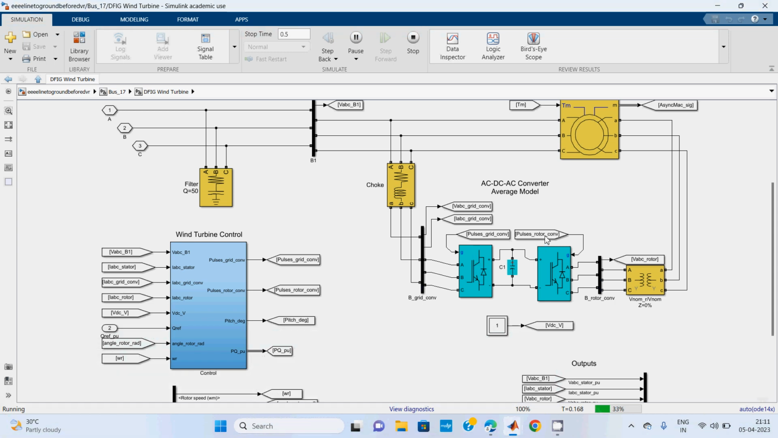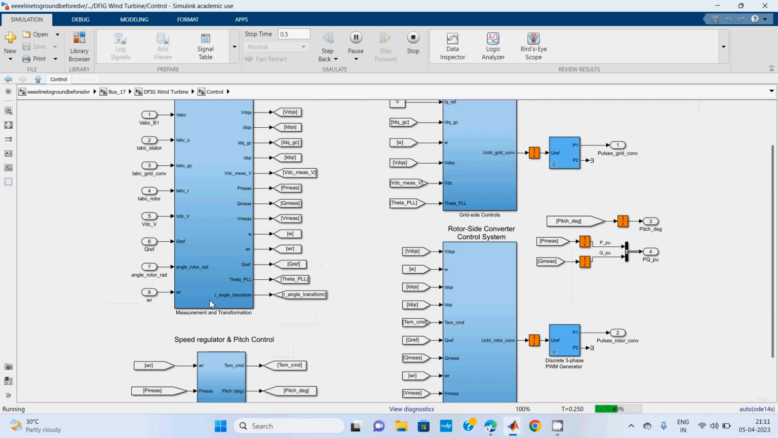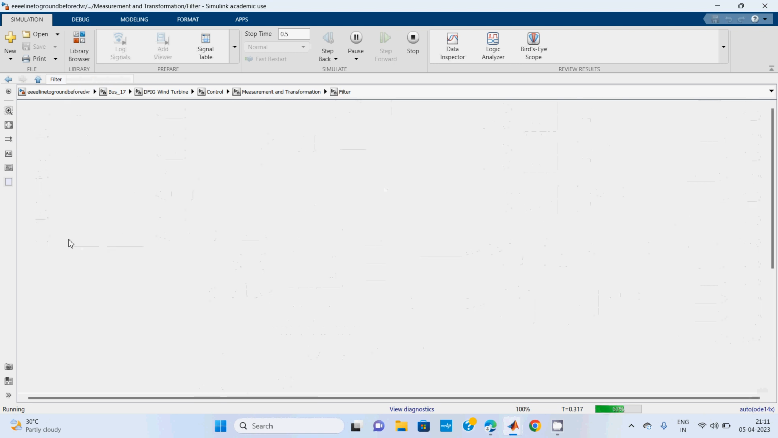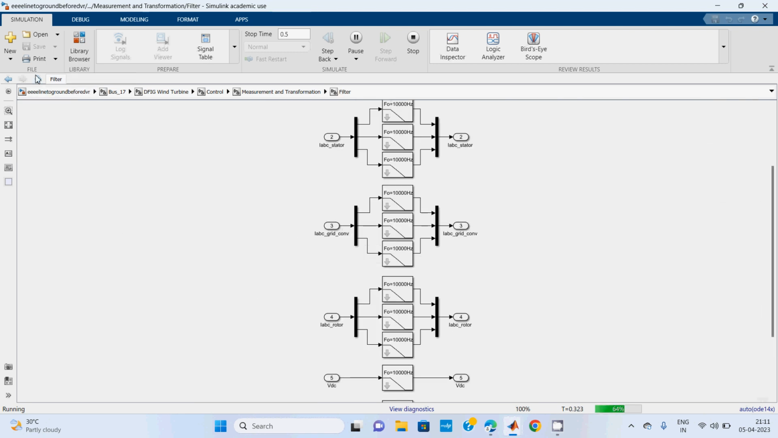So in these converters, we have IGBTs with anti-parallel diodes. In order to switch on and switch off these three-leg switches, we require pulse generation. That pulse generation is under the control of the wind turbine control. And here we have synchronous reference frame theory in order to get the DQ form, and for the DQ control strategy, we are using low pass filters.